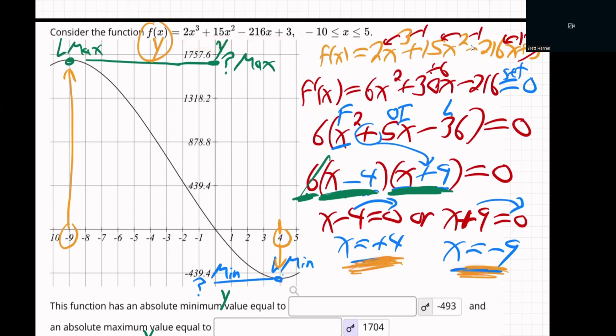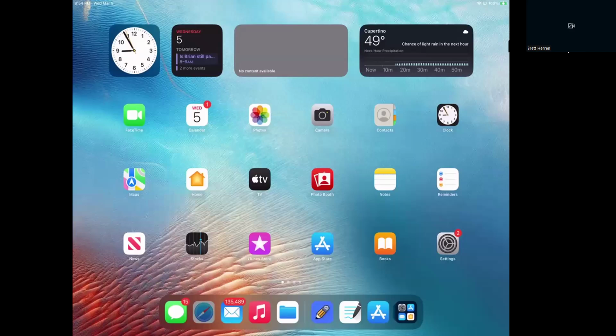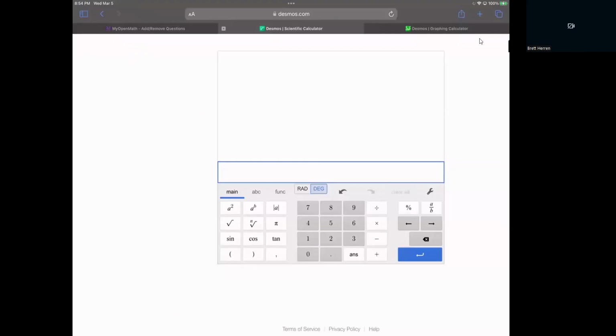So I'm going to do that on Desmos. I'm going to go plug that in. Let me write down that function and we'll go there. So 2x cubed plus 15x squared minus 216x plus 3. All right, and we're going to plug in 4 and negative 9. So I'll plug in 4 first. Here we go. Let me clear that.